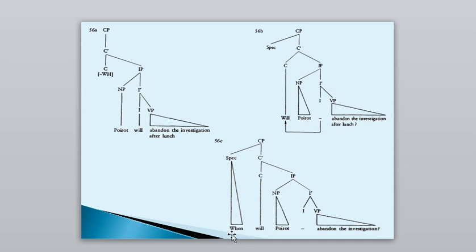For the WH question, or information question, again we have a movement: will moves from the head of I to the head of C, and then we have a WH phrase in Spec CP, the specifier of the CP. When will Poirot abandon the investigation? So we produce a WH question or information question. So we can move some elements in the sentence. Some of them we call head-to-head movement, because we move a head from one head position to another head, so we call it head-to-head movement.